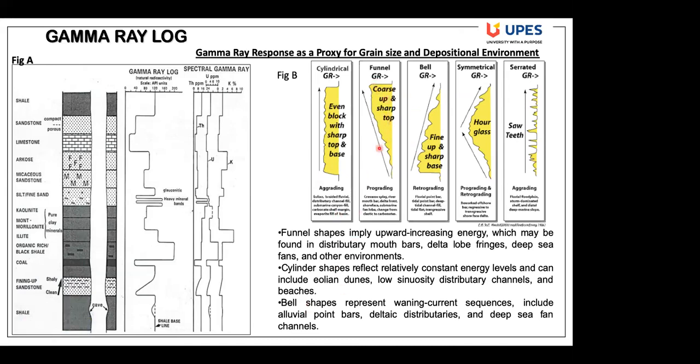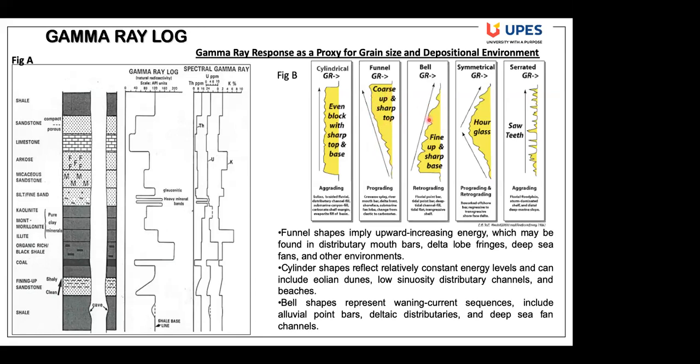This implies upward increasing energy, so it is showing a coarsening upward sequence. In what kind of environment can you get a coarsening upward sequence? Delta represents a coarsening upward sequence, as do deep sea fans and alluvial fans. This kind of sequence you will get. If there is this kind of sequence, then the gamma log will show a funnel shape in the graph.